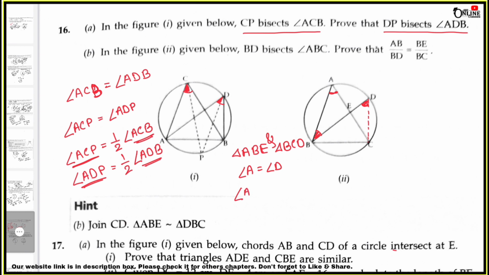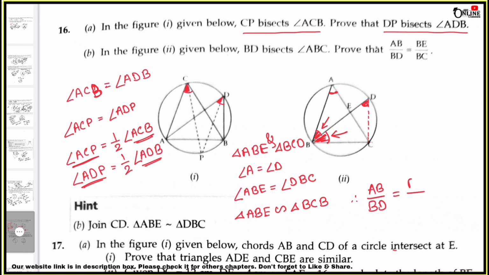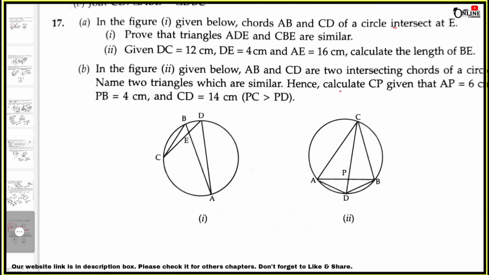Now next one, here angle ABE is equal to angle DBC. Okay, that means this angle ABE is equal to angle DBC. As BD is the bisector of angle ABC, that's why angle ABE equals angle DBC. So now we can write triangle ABE is similar to triangle BCD. Therefore, AB by BD equals BE by BC. Okay, it's proved.